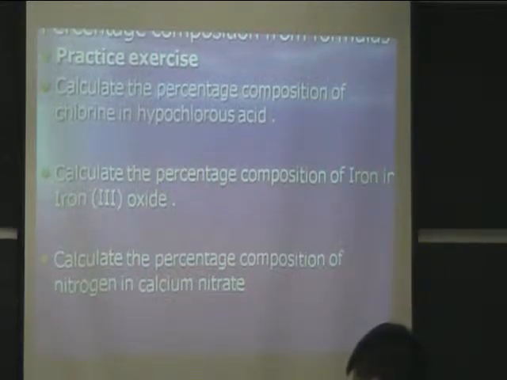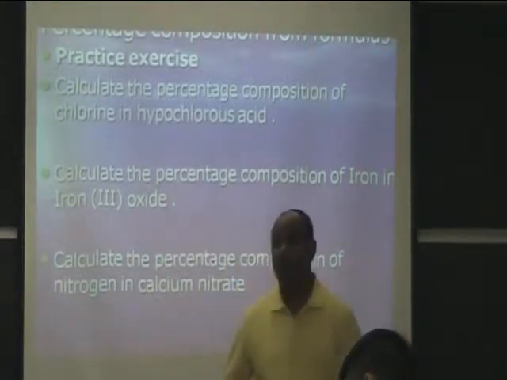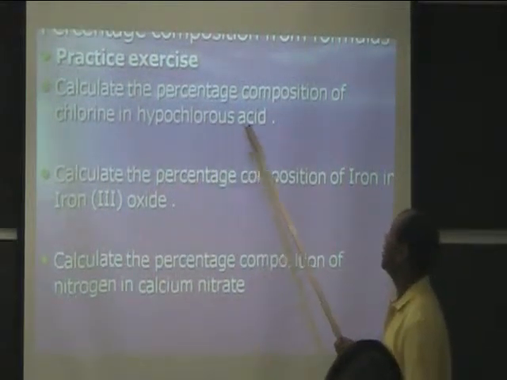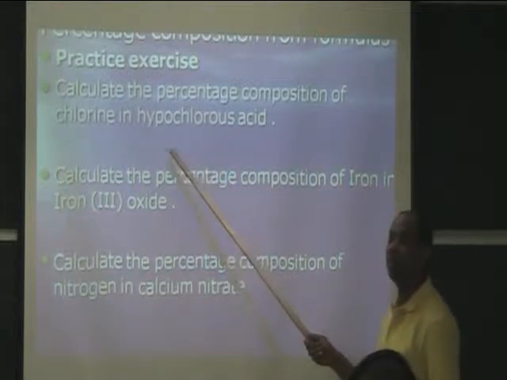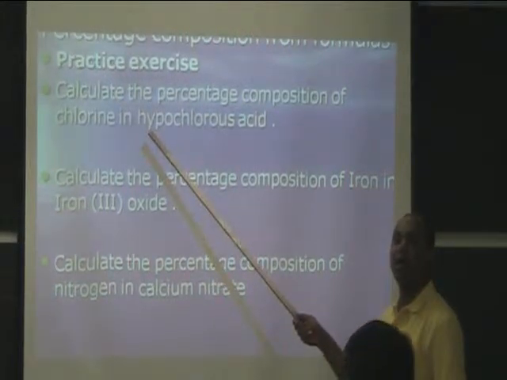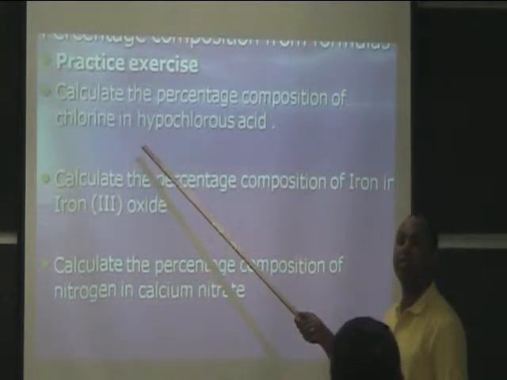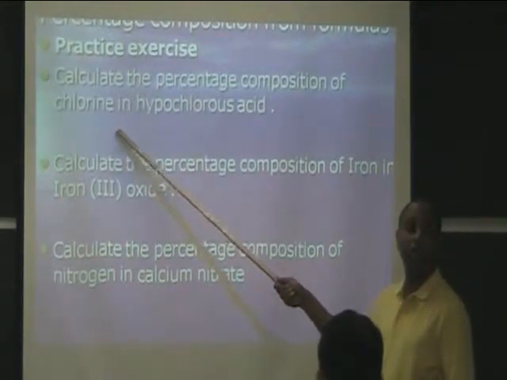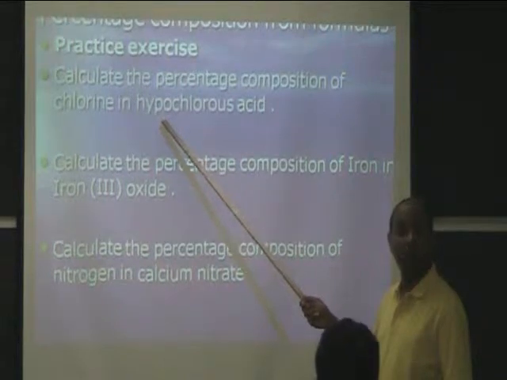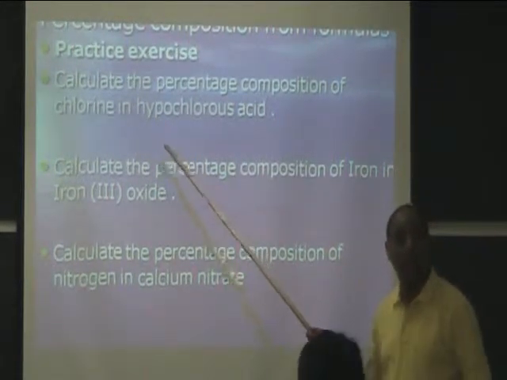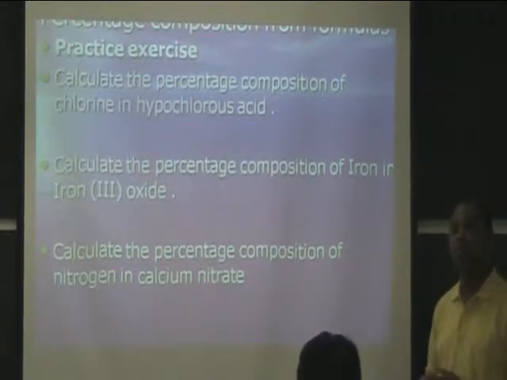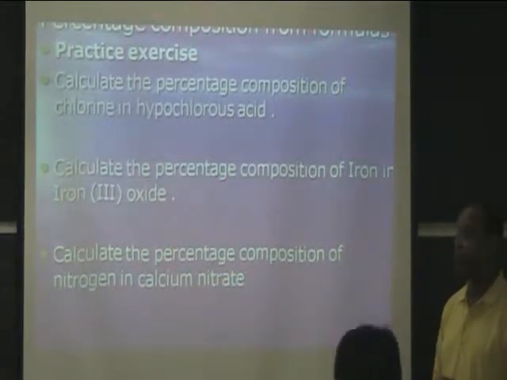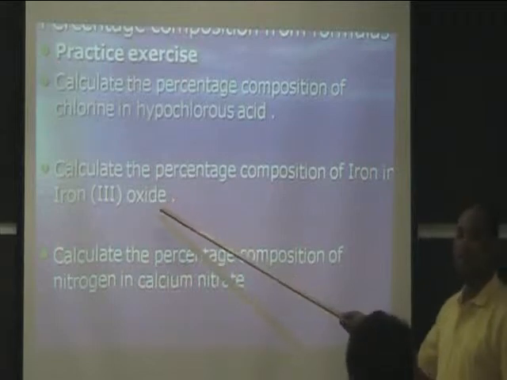HCl. That's hypochlorous acid. So we can calculate the percentage composition of chlorine in hypochlorous acid. How do we do that? We can do that by dividing the atomic weight of chlorine by the formula weight of hypochlorous acid, HCl, right? Times what? 100. Times 100. That's how we calculate.